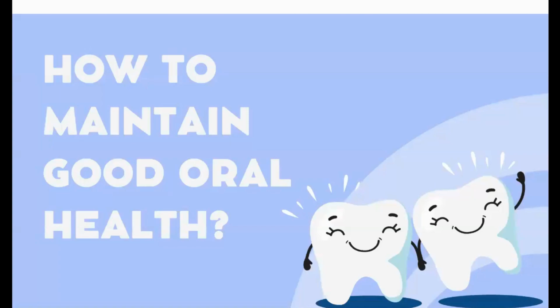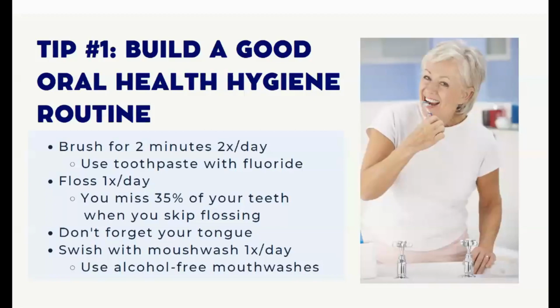So how are we going to maintain our good oral health? Tip number 1, we want to build a good oral hygiene routine. The first thing we want to do is brush our teeth for 2 minutes, 2 times a day, and we want to use a fluoridated toothpaste. We suggest fluoridated toothpaste, especially in Thunder Bay, because we don't have fluoride in our water. Other places in Ontario do, but in our area that is a big thing for us, to use a fluoridated toothpaste.